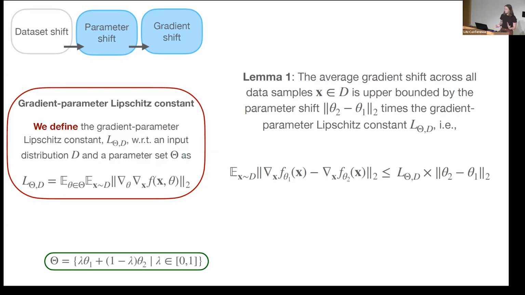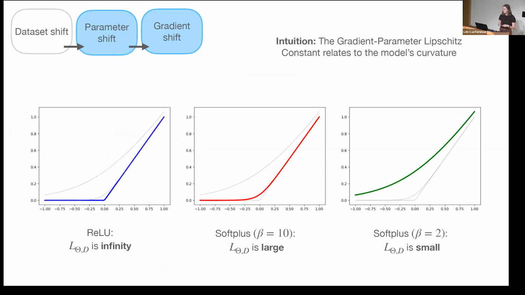So this is great. We've found a way to bound the expected gradient shift for our two models. The caveat here is, how do we actually compute the gradient parameter Lipschitz constant? We're taking multiple expectations. That's not going to be straightforward to compute in most cases. In our paper, we do show how you can exactly compute this for neural networks with one hidden layer. I'm not going to go into the details of how we do that here, but the intuition is that this gradient parameter Lipschitz constant is very related to the curvature of the model.